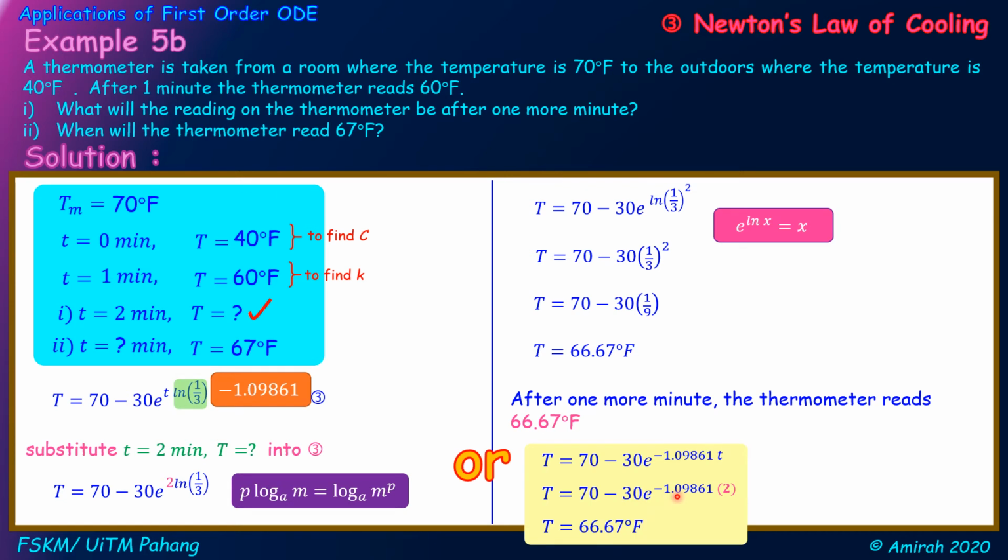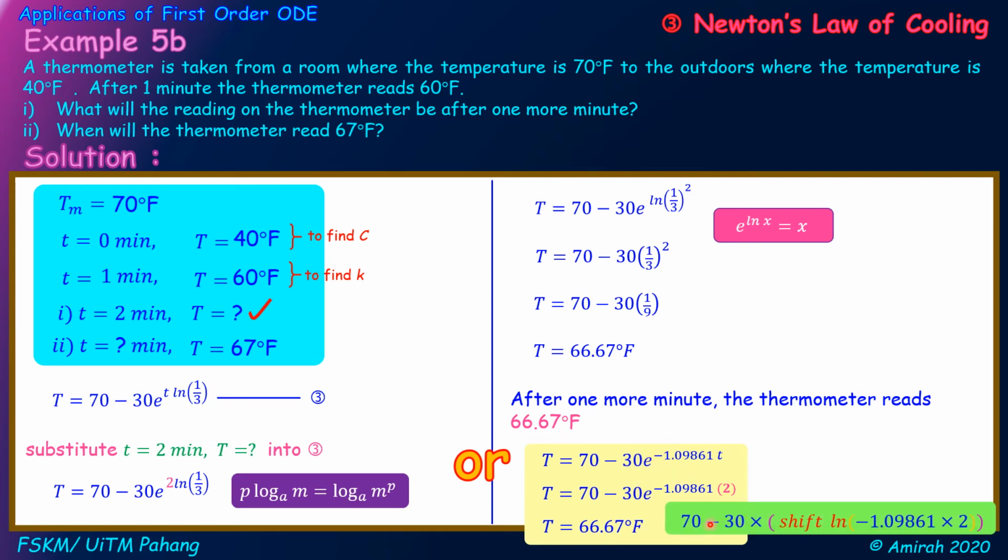How to calculate this using a calculator? We just press 70 minus 30 times, then open bracket. To calculate e, we use shift ln on your calculator. Then we open bracket again and put negative 1.09861 times 2, and then close bracket 2 times, because this close bracket is for the second bracket here and the last close bracket is for the first open bracket. Then we get this answer.